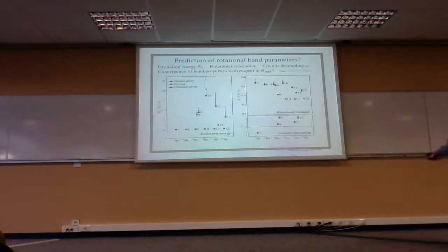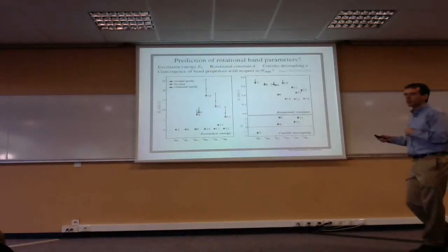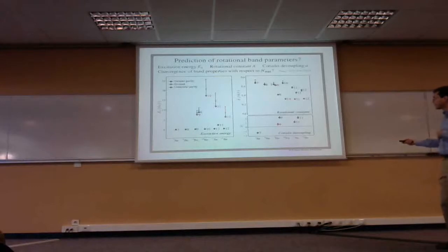Coriolis decoupling, this is just for the K equals a half bands, of course. That's pretty. You might even start to believe that the full space result would actually be somewhere in the ballpark of these. They're varying so slowly. Again, to be viewed with caution and hopefully with more rigorous extrapolation schemes in the future.